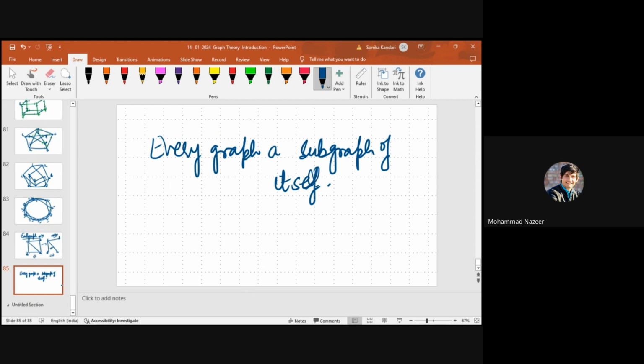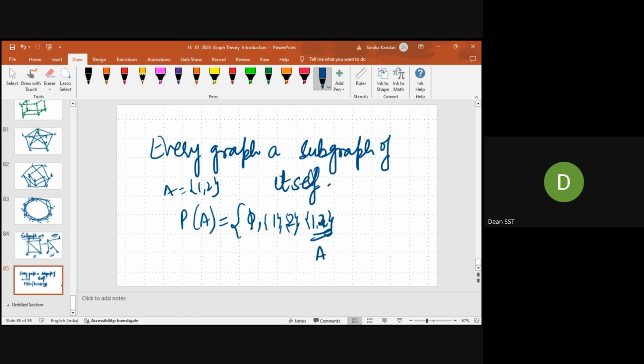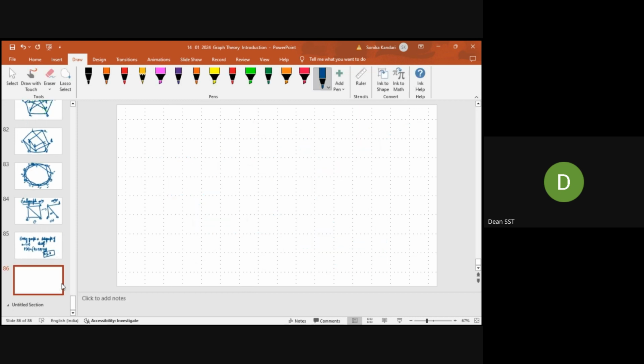It can be. In set theory, you have written the power set of A, na? And all the elements were there. Suppose a set is having elements 1, 2. You have written a set, yes or no? Fine. So every graph can be a subgraph of itself.